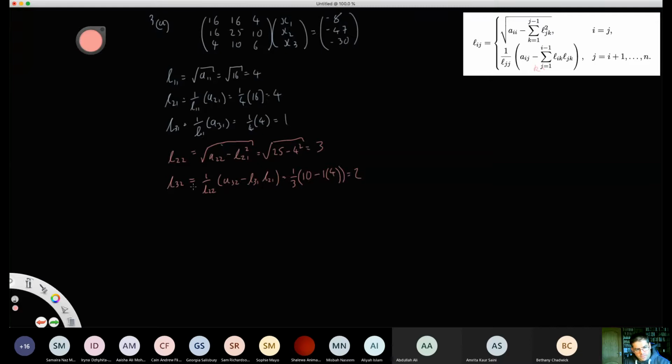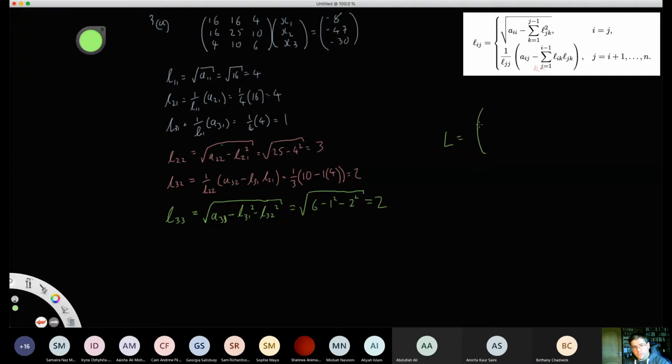Actually, I'll use a different colour. Okay, go on for the next column, L33. So it's just 1 to calculate. So that's going to be a square root of A33, which is 6, minus L31 squared minus L32 squared. So it's going to be root of 6 minus 1 squared minus 2 squared. So 6 minus 5 is 4. Square root of 4 is 2.